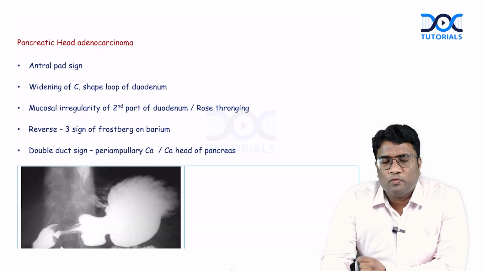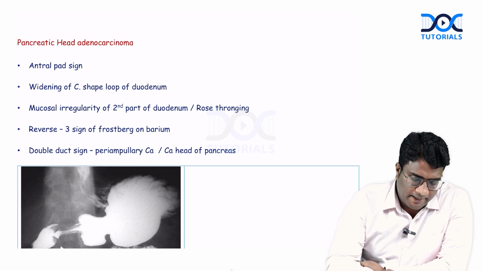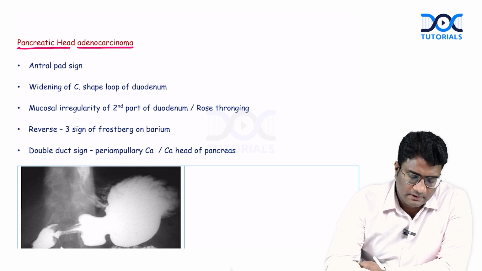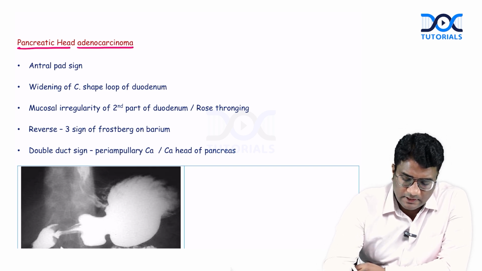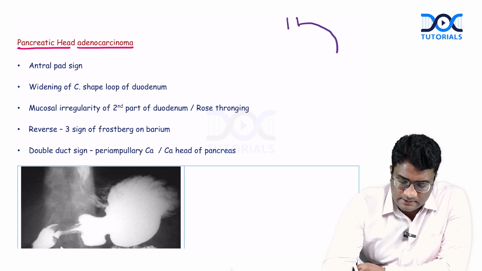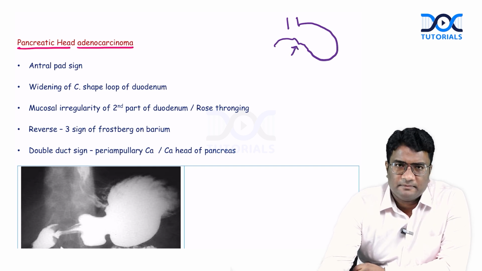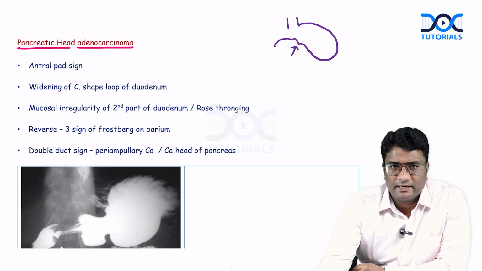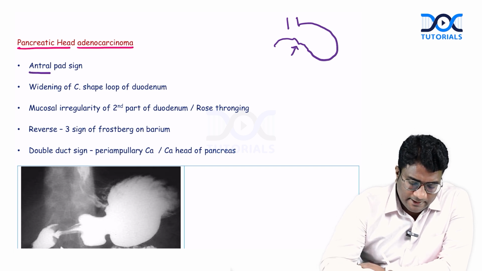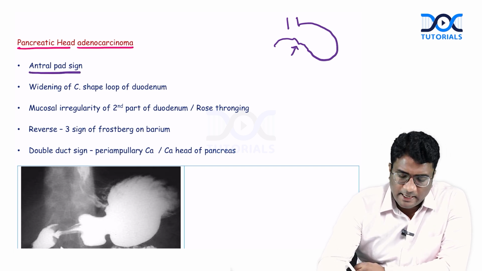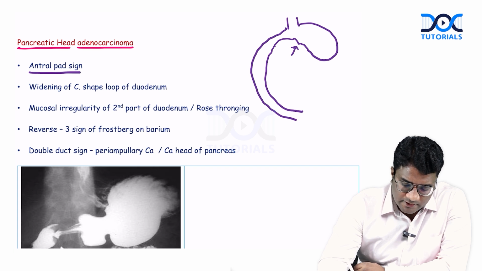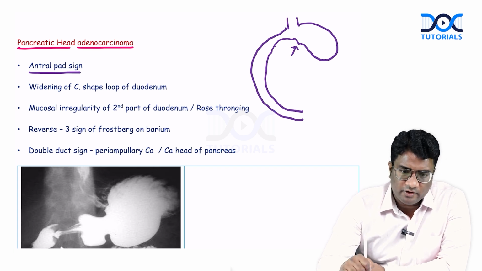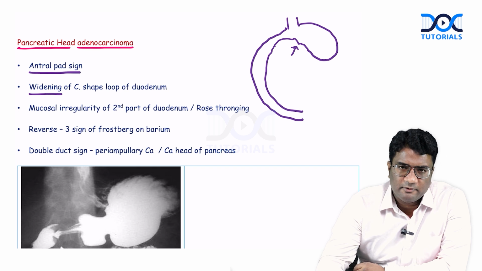Now, let us understand the imaging findings of pancreatic head carcinoma, pancreatic head adenocarcinoma. When you look at CA head of pancreas, imagine this is the esophagus, this is the stomach. There will be indentation over the antrum of the stomach because of the CA head of pancreas. This is called the antral pad sign. And because of an aggressive mass in the head of the pancreas, the C-shaped loop of the duodenum appears widened.